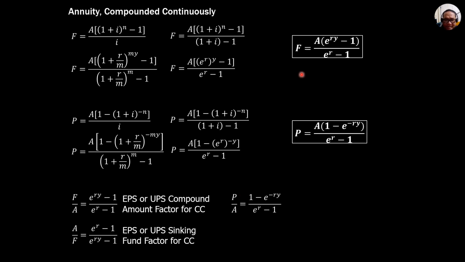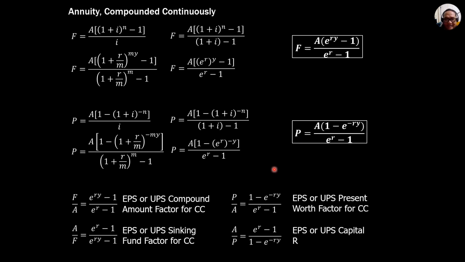Do not memorize, remember, you just derive. The important formulas to memorize are those of the ordinary annuity. So we call this the equal payment series or uniform payment series present worth factor. Then finally, the reciprocal A over P, e to the r minus 1 over 1 minus e to the negative ry. We call that the equal payment series or uniform payment series capital recovery factor. So it's the same terminology, except that we have the compounded continuously case.